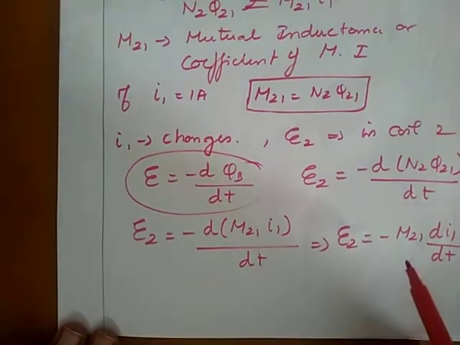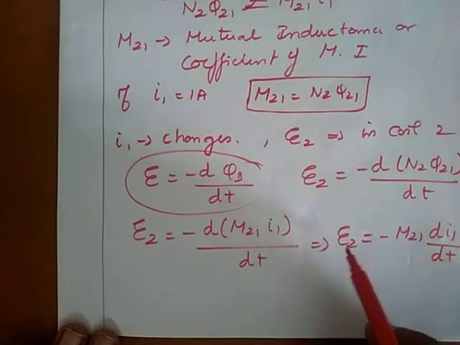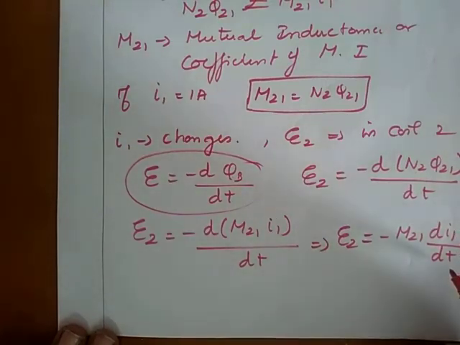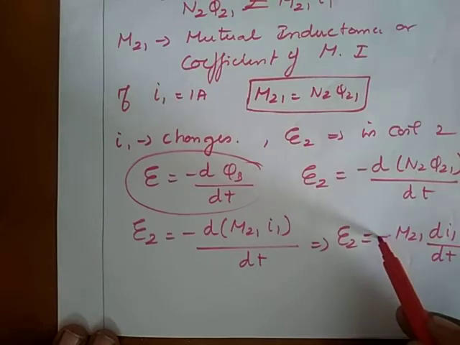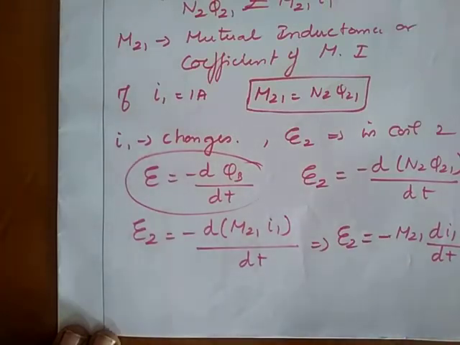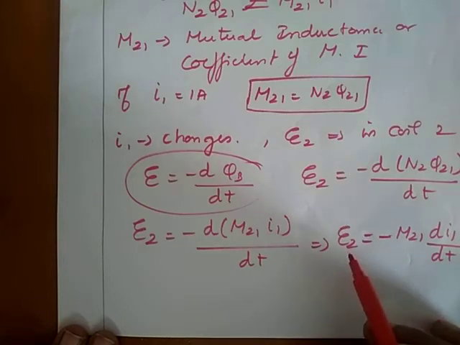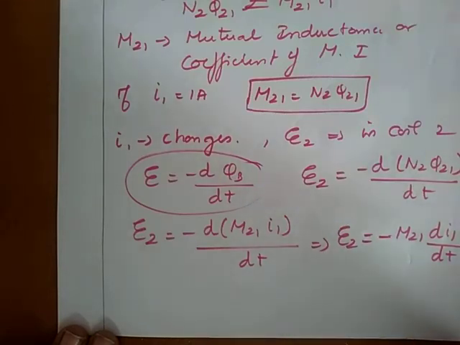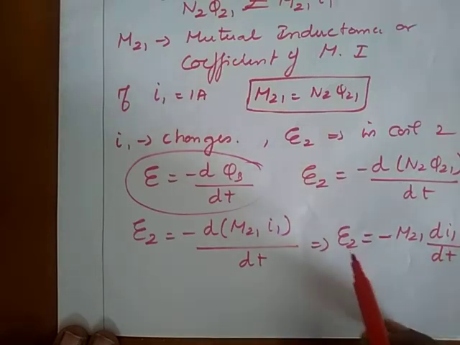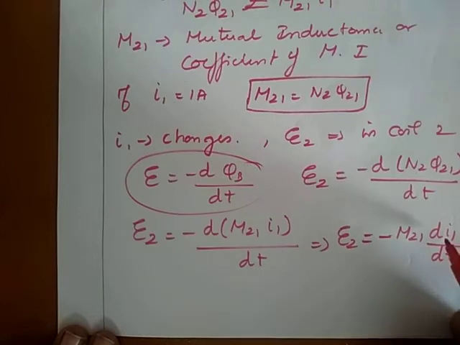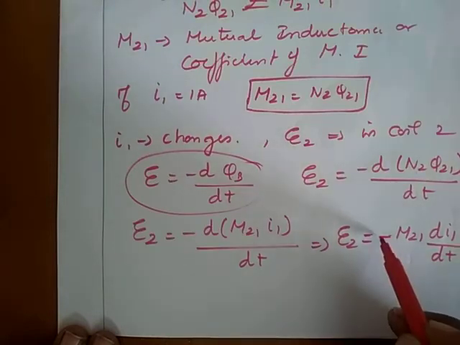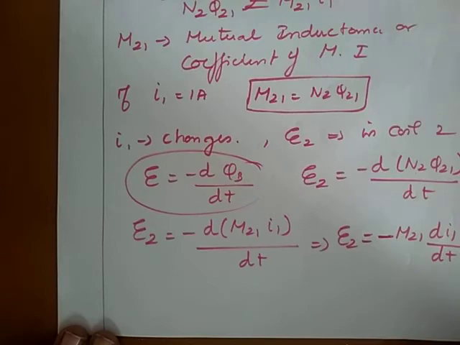Here psi 2 is the effect and dI1 by dt is the cause. The negative sign implies that, according to Lenz's law, the effect will oppose the cause. Here the effect is the induced EMF and the cause is the change in current. So the induced EMF opposes the change in current, which is represented by this negative sign according to Lenz's law.